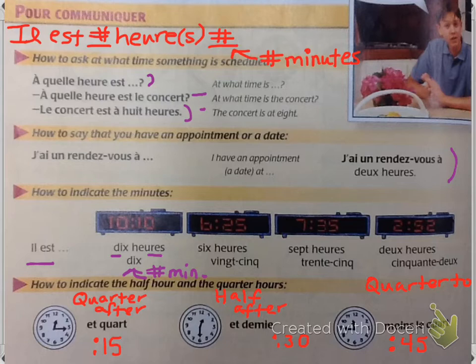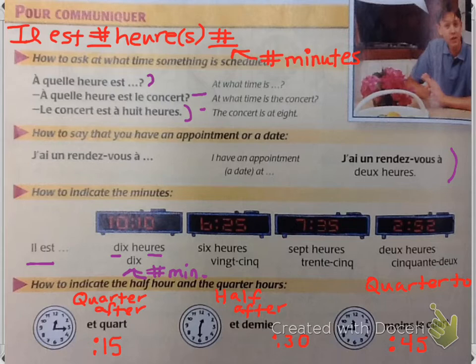So when it is 1:15, you would say, s'il vous plaît, répétez, il est 1h15. When it is 2:30, you would say, il est 2h30. And when it is 2:45, you would say, il est 3h moins le quart.